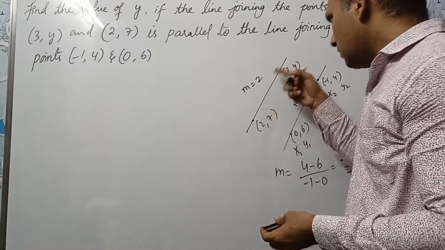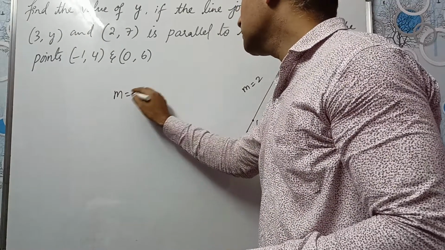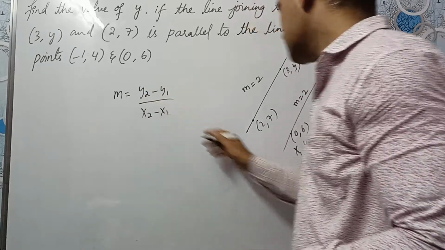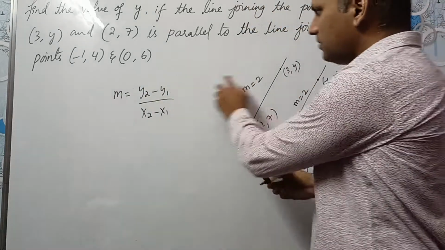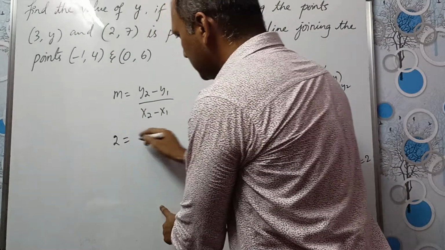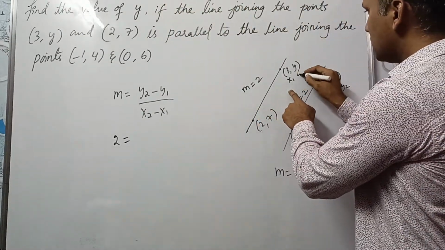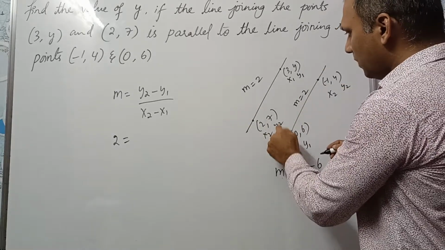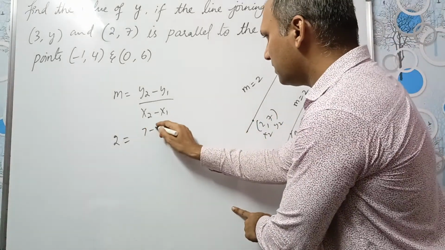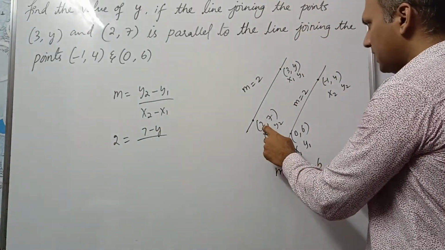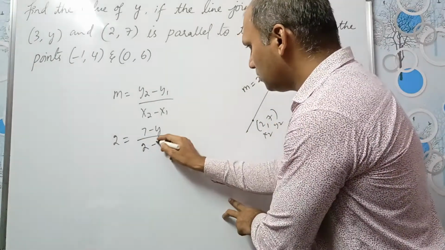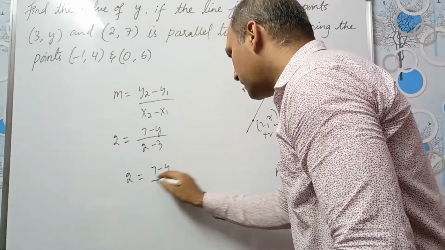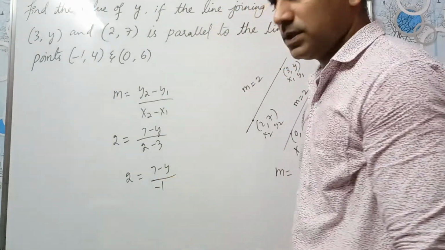Now, let us substitute it in the formula: y2 minus y1 by x2 minus x1. Same formula, right? But here m is equal to how much? 2 is equal to, if you take this as x1 y1, this as x2 y2, y2 minus y1, so it is 7 minus y divided by x2 minus x1, so 2 minus 3. So 2 is equal to 7 minus y divided by 2 minus 3, which is minus 1.